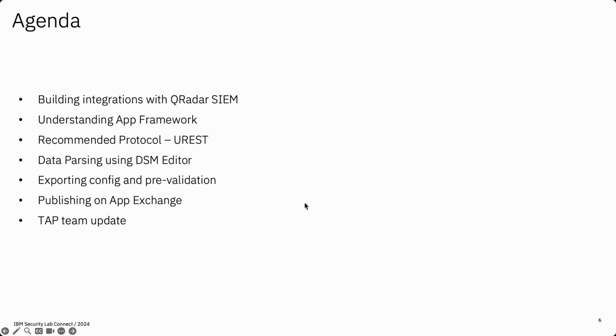We'll go through the data parsing process using a tool called DSM editor. Once you are done with the work related to QRadar, you will need to export the customized solution and perform some pre-validation steps. After that, you can submit the app for publishing. We'll go through all these steps in details. To top it up, we have Bob who will present a hands-on demo on the App Exchange portal, and he will show the different options which are available on the portal.